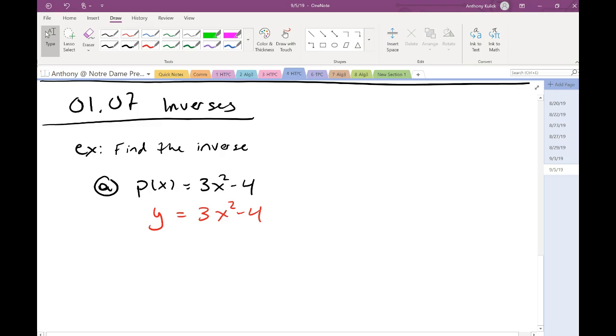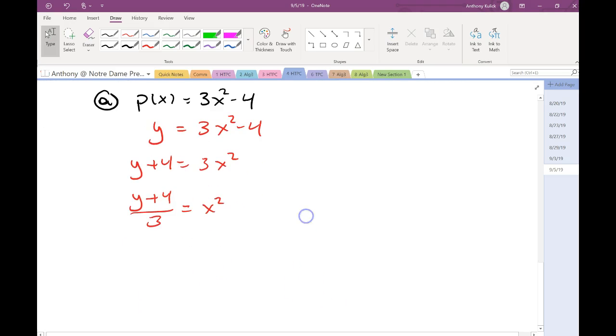So if I want to solve for x, what's the first thing I should do in this particular instance? Add 4 to both sides. Good. Then what? Divide by 3. Good. Then what? Square root both sides. Is that right so far?